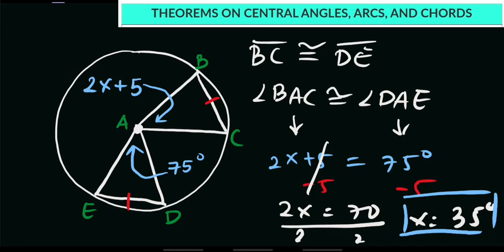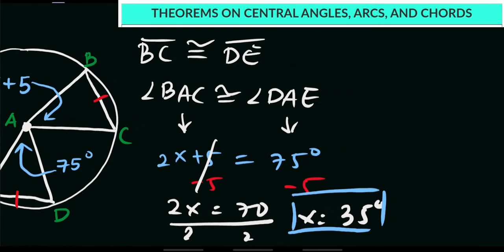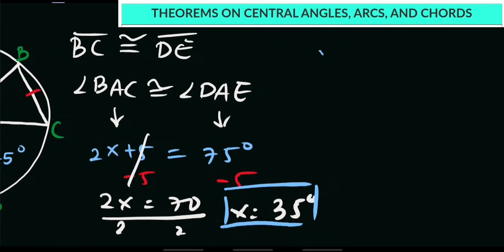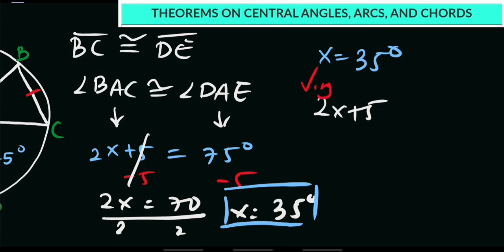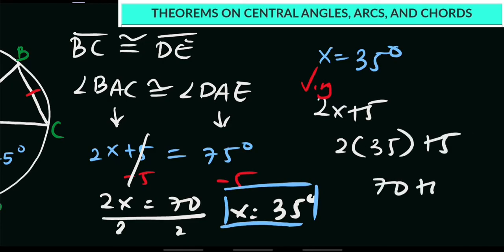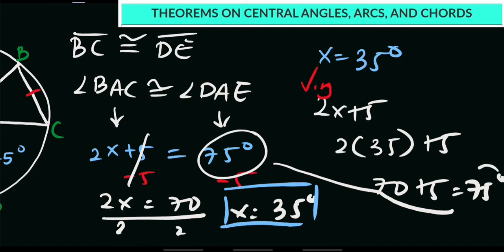Okay? Again, if you're asked to solve for the value of, let's say, BAC, since they contain the same measurement, automatically BAC is equal to 75. Right? So if you want to double check your answer, according to our figure, we have x as 35 degrees, and angle BAC as 2x plus 5. So let's plug in the value of x: 2 times 35 plus 5. 2 times 35 is 70, plus 5, that is equal to 75 degrees. So automatically they contain the same measurement.